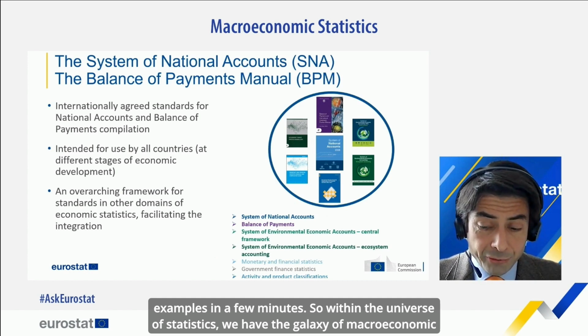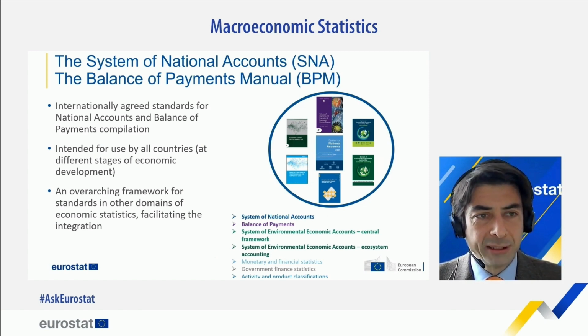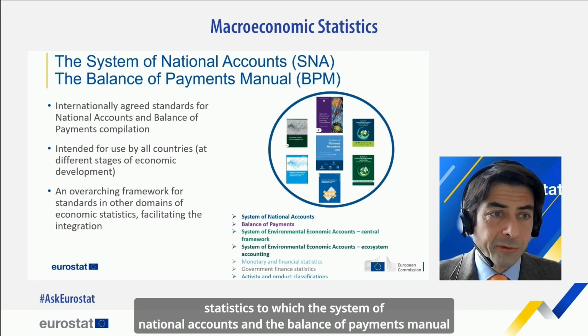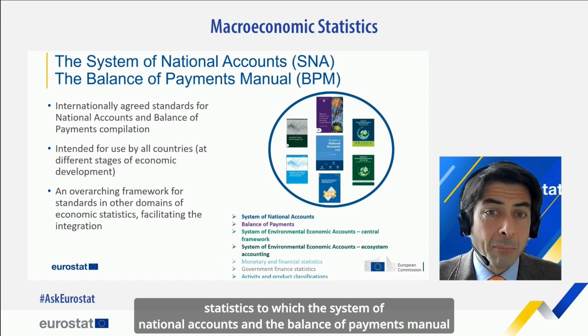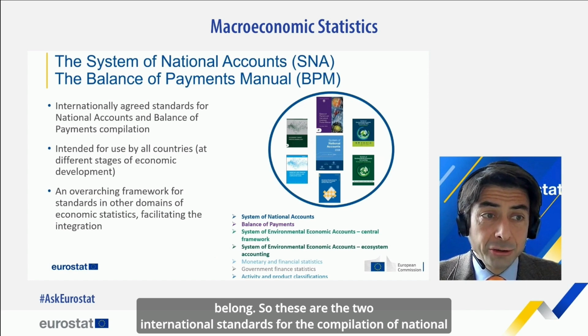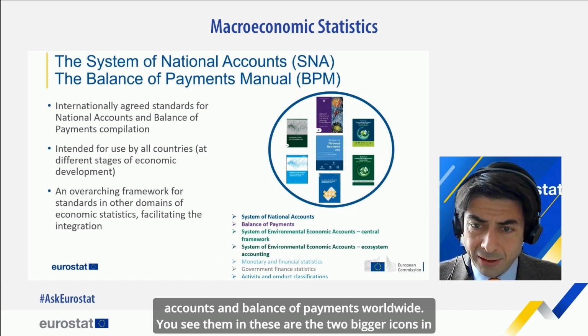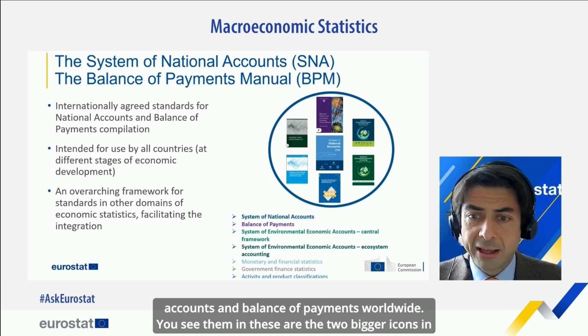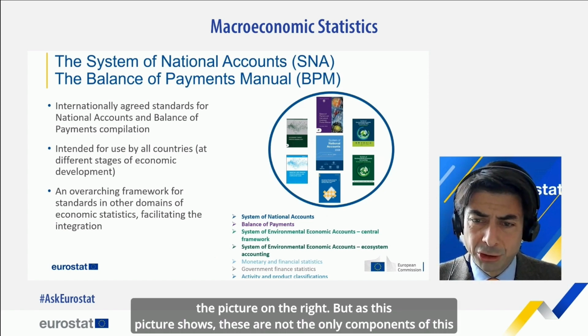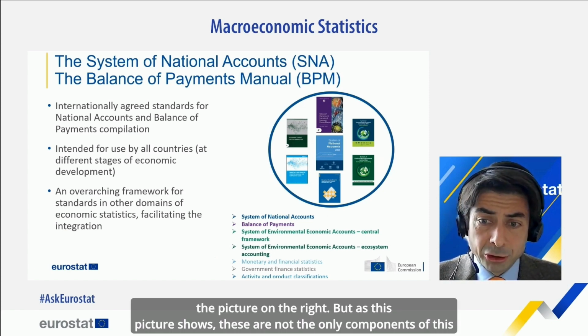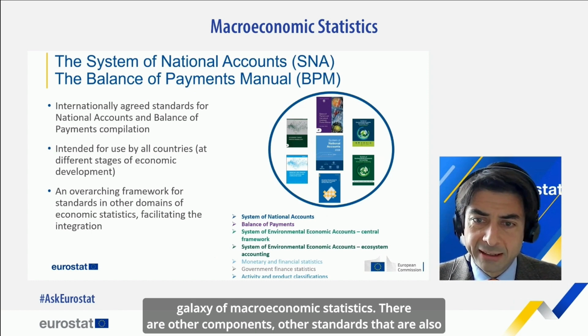So within the universe of statistics, we have the galaxy of macroeconomic statistics, to which the system of national accounts and the balance of payments manual belong. So these are the two international standards for the compilation of national accounts and balance of payments worldwide. You see them, these are the two bigger icons in the picture on the right. But as this picture shows, these are not the only components of this galaxy of macroeconomic statistics.